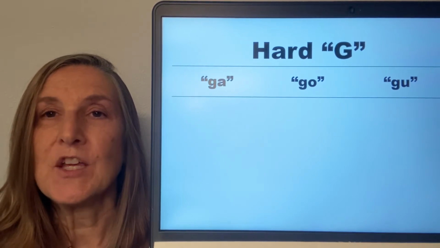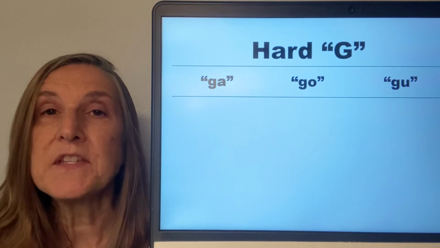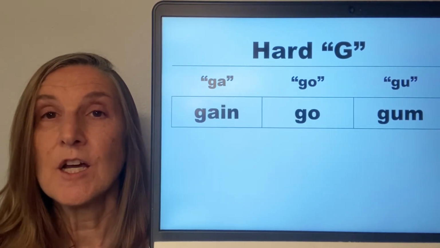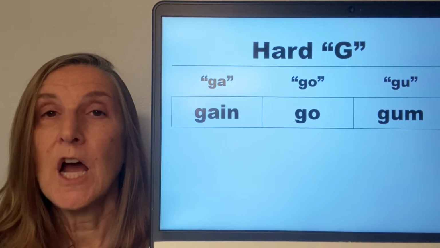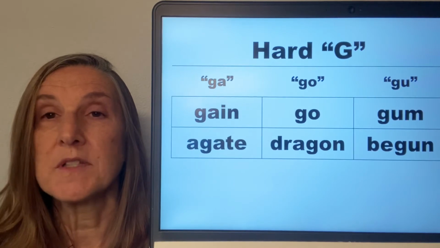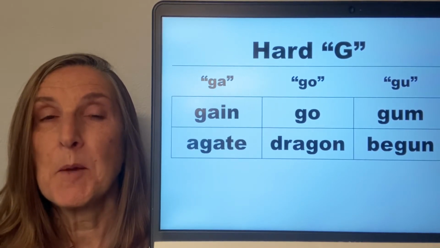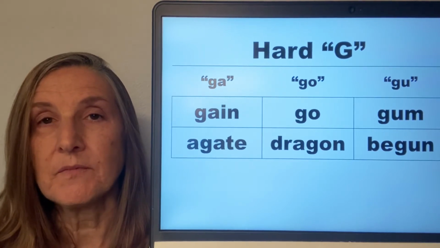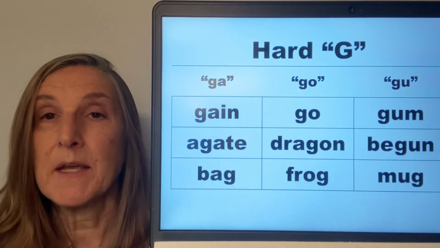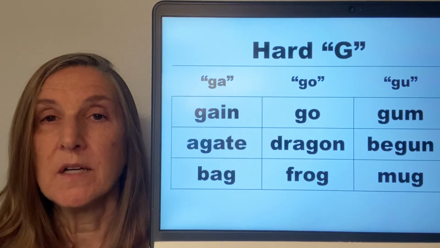Let's look at that hard G first. As we said, it usually precedes an A, an O, or a U. And this can occur at the beginning of a word, like in gain, go, gum. In the middle of the word, we would have words like agate, dragon, begun.